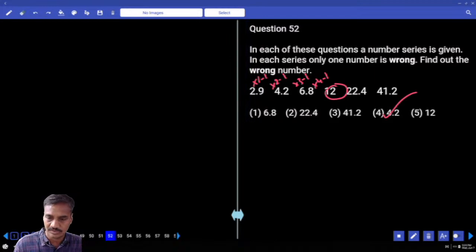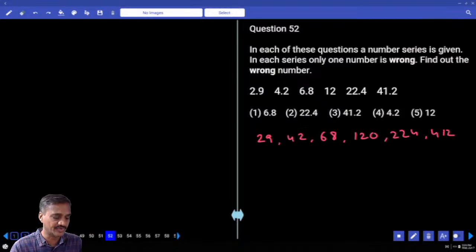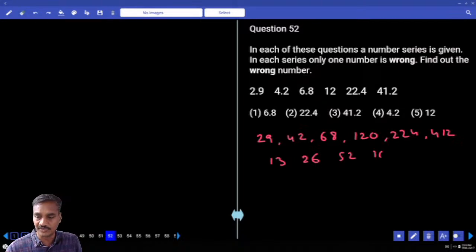Then 52: 2.9, 4.2 and so on. If you check out the differences, multiply the numbers with 10: 29, 42, 68, 120, 224 and 412. The difference between 29 and 42 is 13, and here the difference is 26, and the next difference is 52. 13 into 2, 26 into 2, 52 into 2, 104. And next one must be 208.